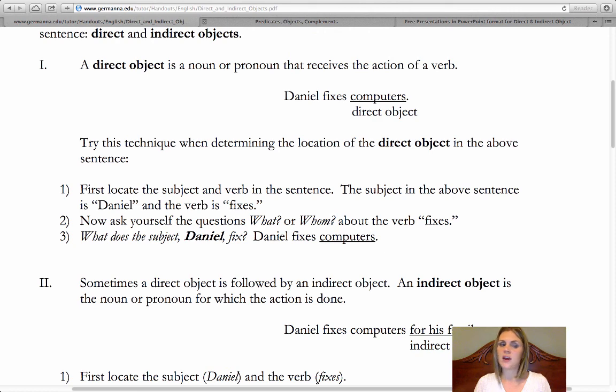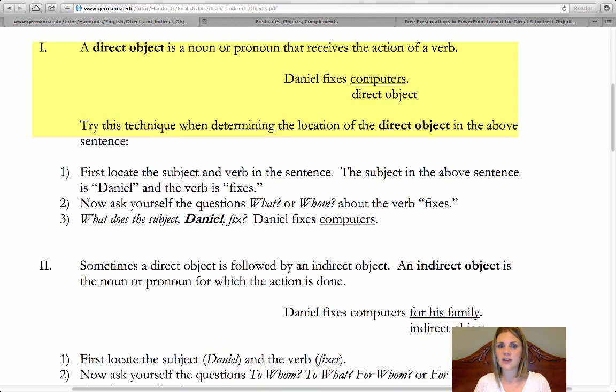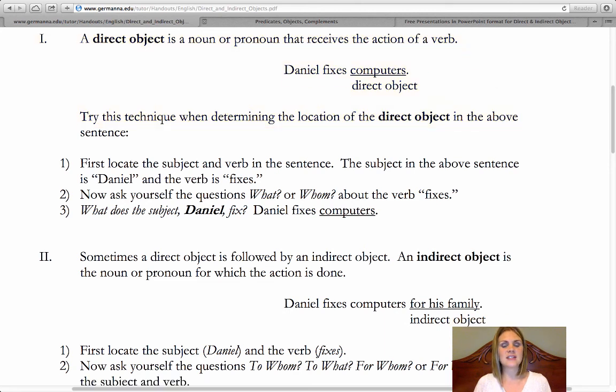So first, a direct object is a noun or pronoun that receives the action of a verb, like the sentence, Daniel fixes computers. Daniel's the subject, fixes is the verb. Daniel fixes what? Computers would be the direct object.